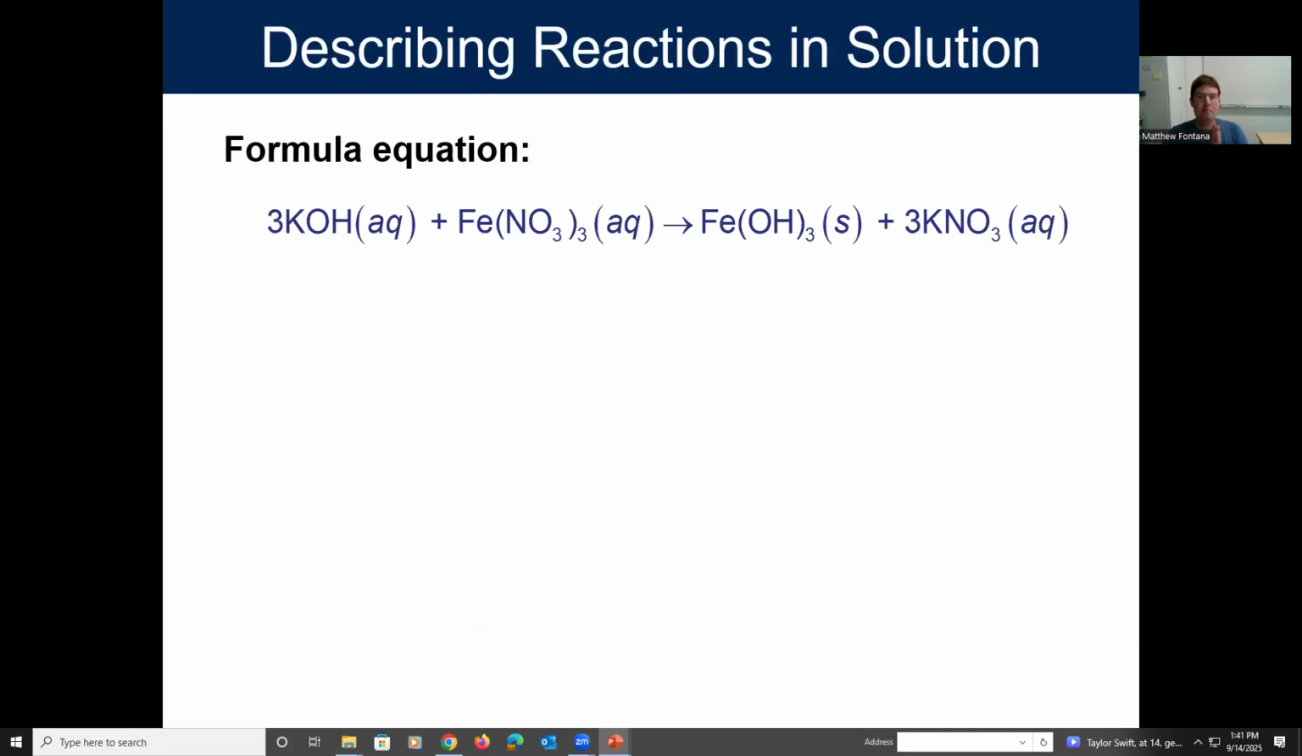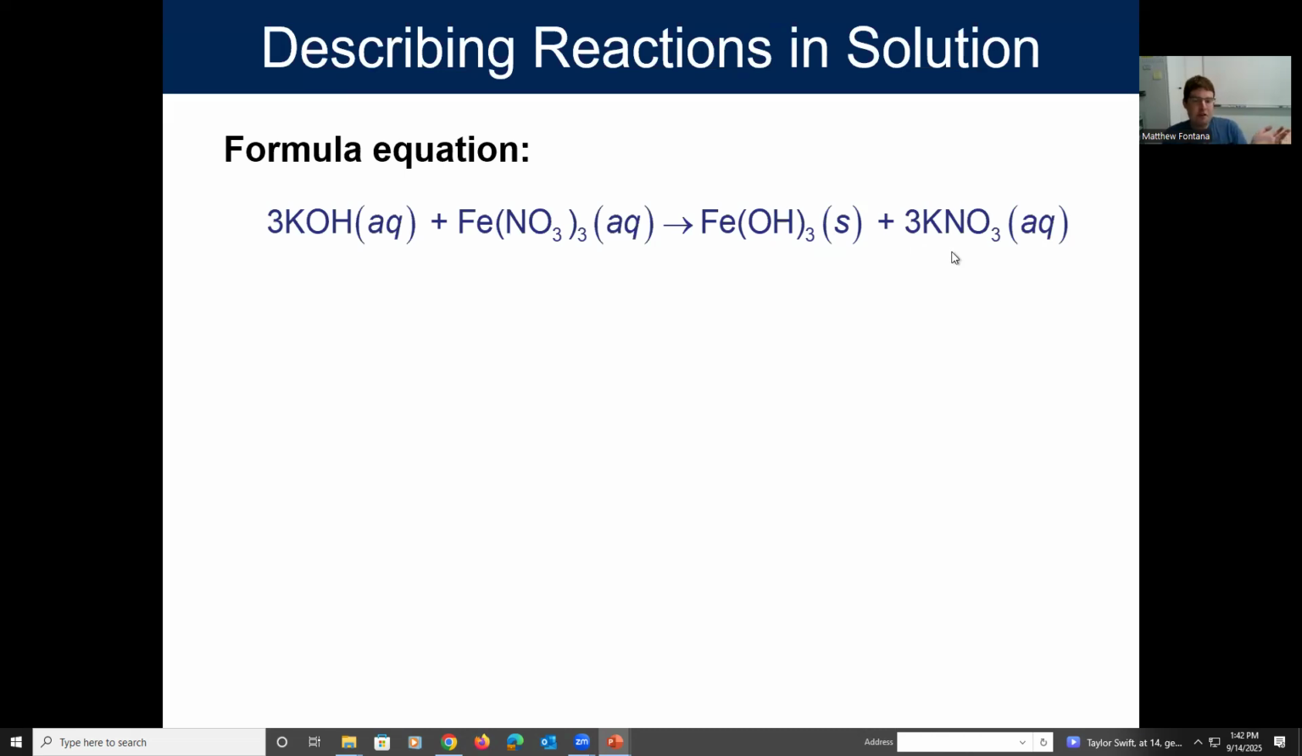Okay, so the next thing we need to do is be able to describe a reaction in solution. What's this going to look like? We can have a few different things to write out. The first one is what's called the formula equation. Here we have potassium hydroxide reacting with iron nitrate, and that's going to give you iron hydroxide and potassium nitrate.